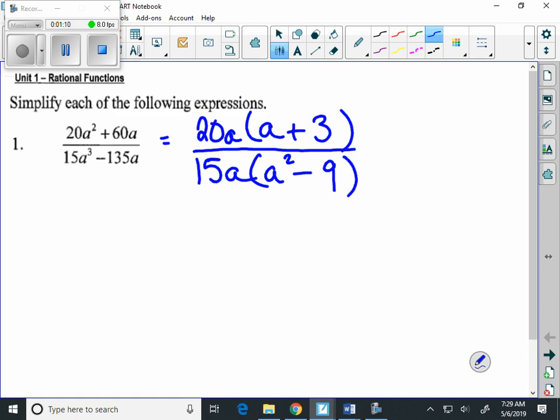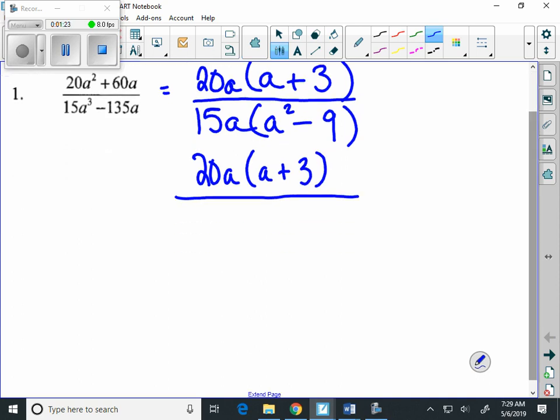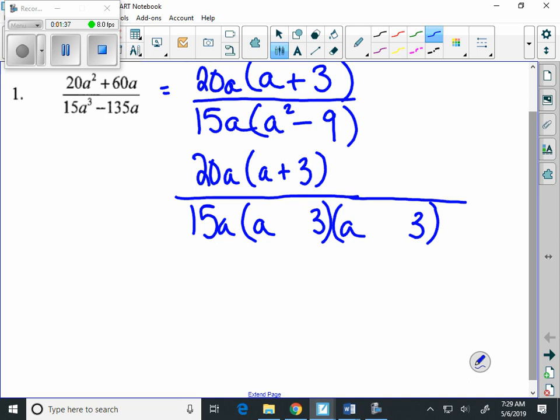Well, once we get to this point here, it looks like we can factor a little bit more, and we get 20a times 3. Nothing in the numerator, the top of the expression, but in the denominator, we can do the difference between two squares on a squared minus 9. And a squared is a times a. 9 is 3 times 3. Difference between two squares is different signs.